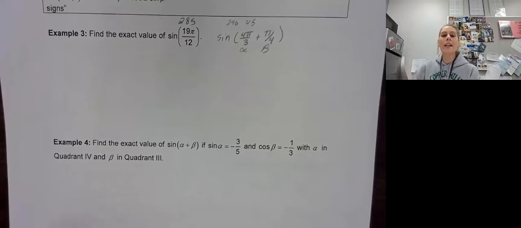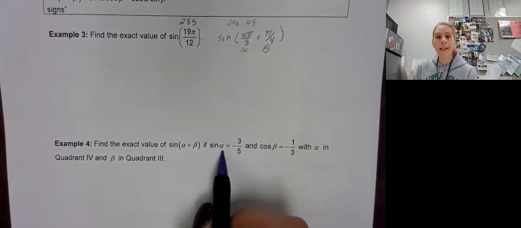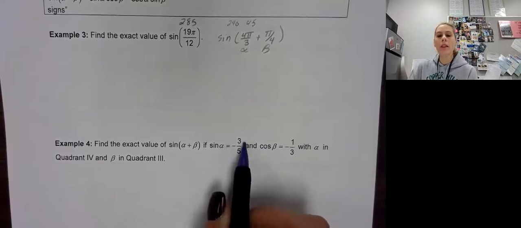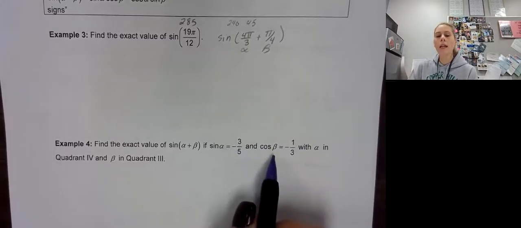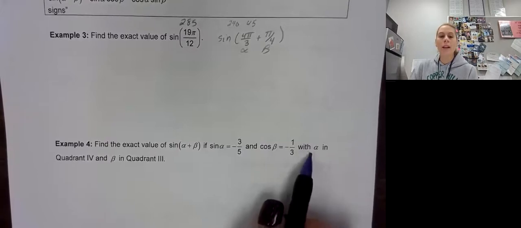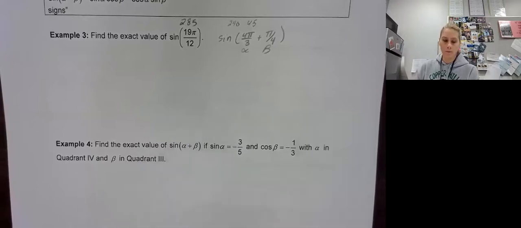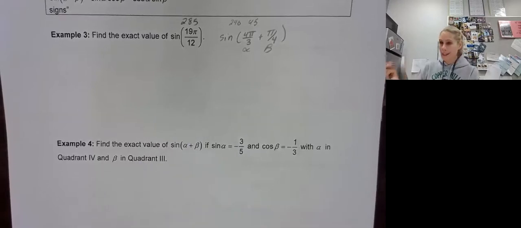So find the exact value of sine theta plus beta. Okay, so we're doing the sum of sine. We already have sine alpha is negative 3 over 5, and cosine beta is negative 1 over 3, with alpha in the fourth quadrant and beta in the third. Okay, so what does that tell me? Let's do it little by little.